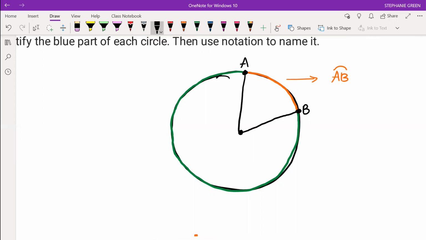So for major arcs, I actually need one more thing. To name a major arc, I need one additional point that is on that major arc. And that additional point can be anywhere on my major arc. Suppose I have a point I know about right here, maybe it's point D. Now I can see that my major arc's name is arc ADB, or I can call it arc BDA.